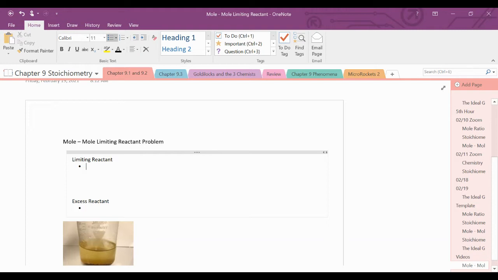I have leftover or extra flour, more than what it calls for. But for example, if I'm making chocolate chip cookies, I may have just enough chocolate chips for the recipe, or maybe I have less than what it calls for. And so those chocolate chips would be my limiting ingredient. In chemistry, we talk about it as a limiting reactant. It limits the amount of product that can be formed.